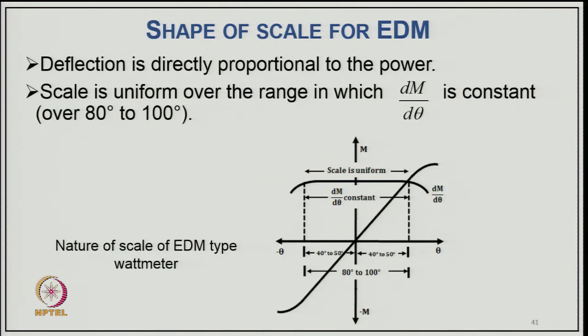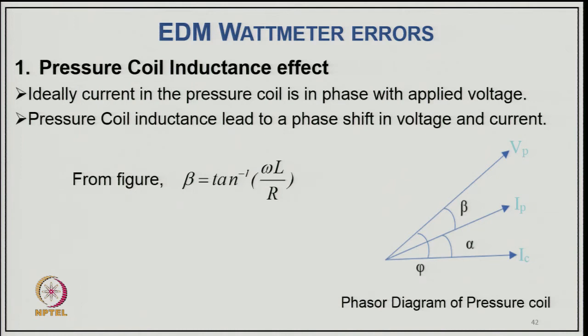So, the shape of the scale for the electrodynamic wattmeter: the deflection is directly proportional to the power, and the scale is uniform over the range in which dM upon d theta is constant, over 80 to 100 degrees, as you can see here in the nature of the scale of the EDM type of wattmeter. That is typically power measurement in the linear range. Now coming to the electrodynamic wattmeter errors. First is the pressure coil inductance effect, where a large number of turns are there in the pressure coil. So, here is the phasor diagram.